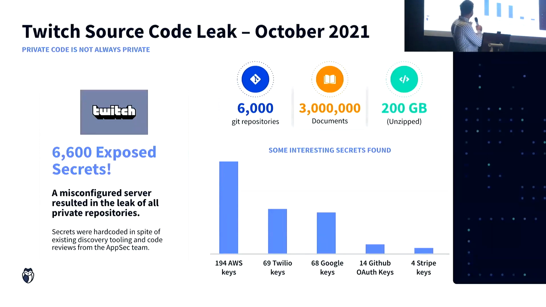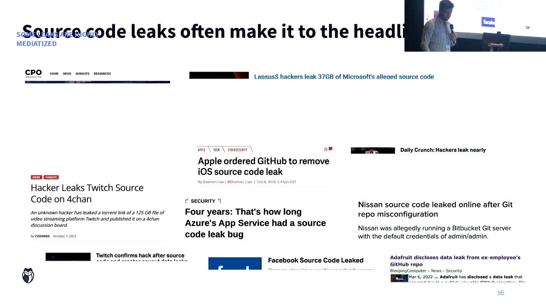We found over 6,600 exposed secrets in here, including 194 AWS keys, so keys to your cloud infrastructure. We found 69 Twilio keys, Google keys, and even Stripe keys, so keys for payment systems inside Twitch's source code. Now, had the attacker been more malicious, they could have taken these keys and sold them. Luckily, they decided not to. But here's an example of where the whole system can come down because of exposed secrets inside private source code.